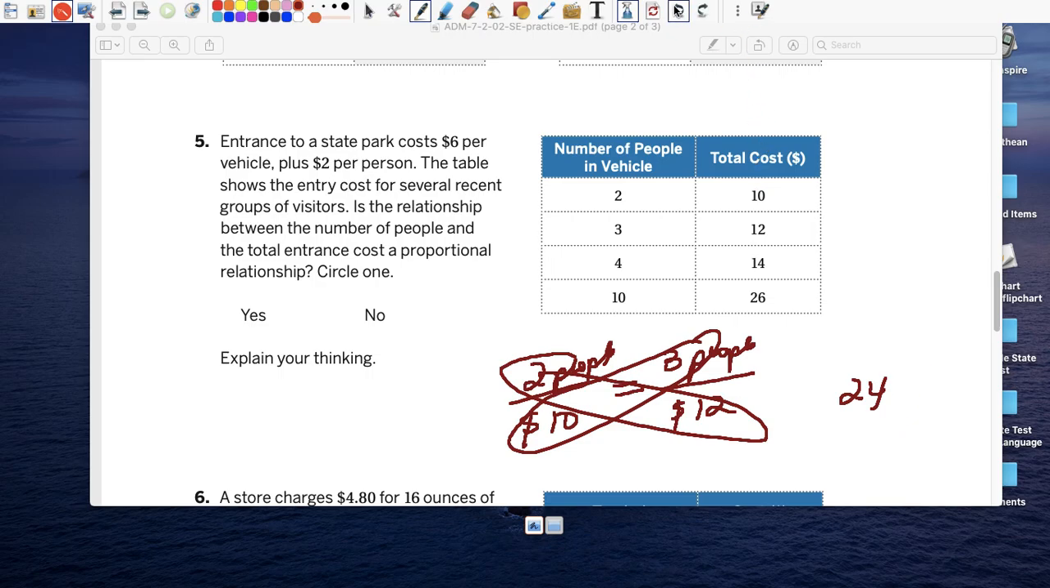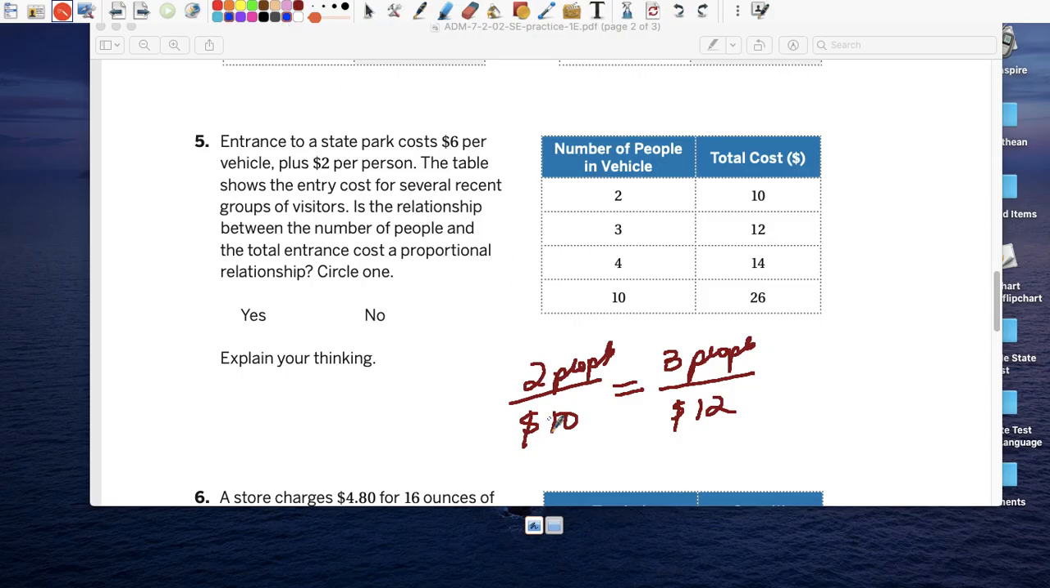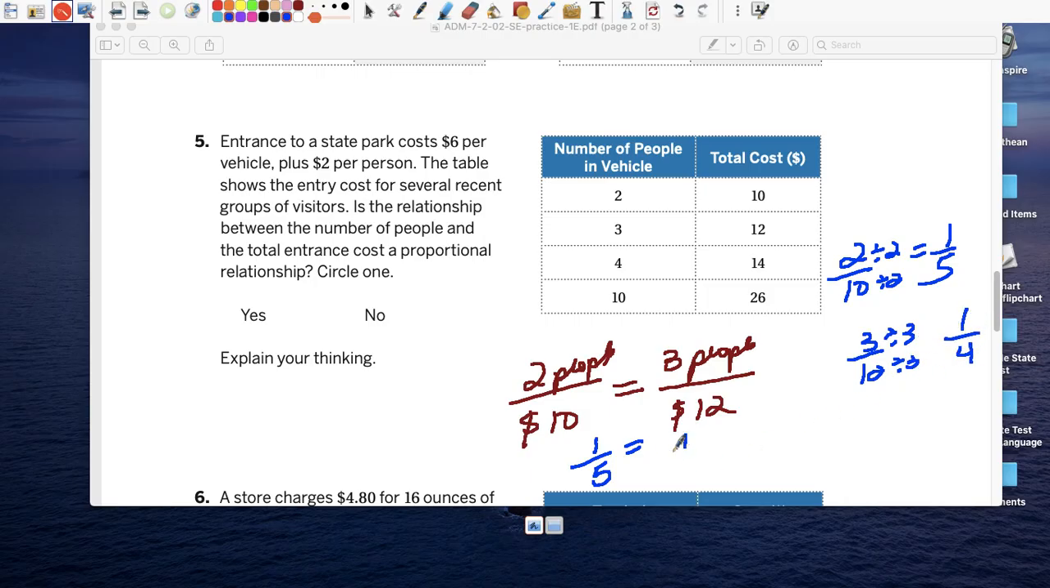Let me simplify this. So that's one way. What if I wanted to simplify? Let's take 2 over 10 and divide top by 2 and the bottom by 2. 2 over 10 is 1 over 5. 3 over 12, I'm going to divide top and bottom by 3. 3 divided by 3 is 1. 12 divided by 3 is 4. So 1 over 4. Are these two ratios the same? No, they're not.